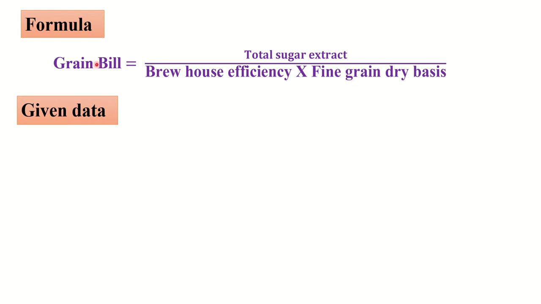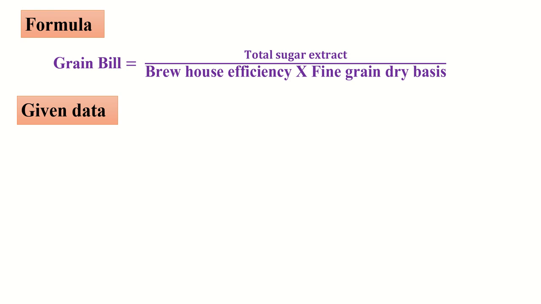You can see there is an inverse relationship between the grain requirement and the brewhouse efficiency, as well as the fine grain dry basis. So as the efficiency is high, as the extractability, or the FGDB, is high, your grain requirement is going to go down.